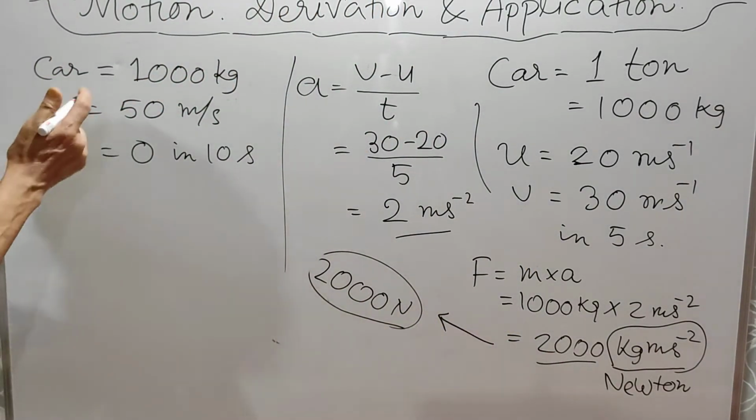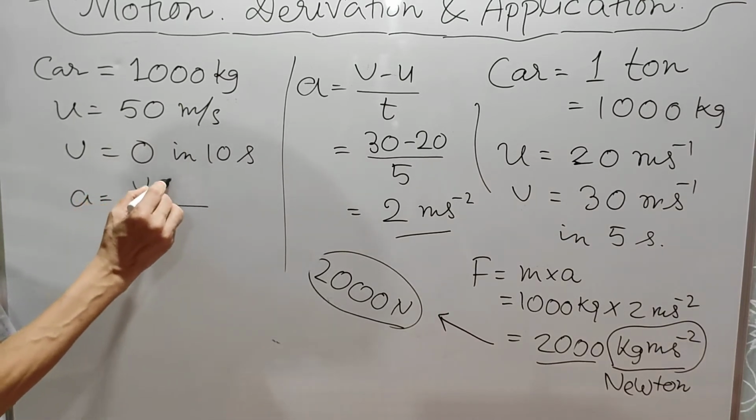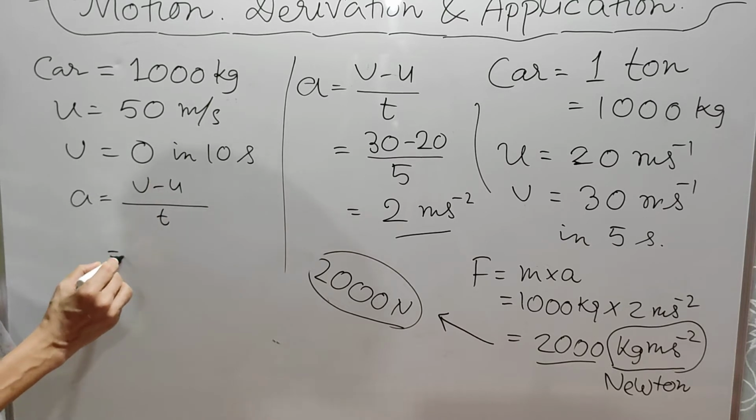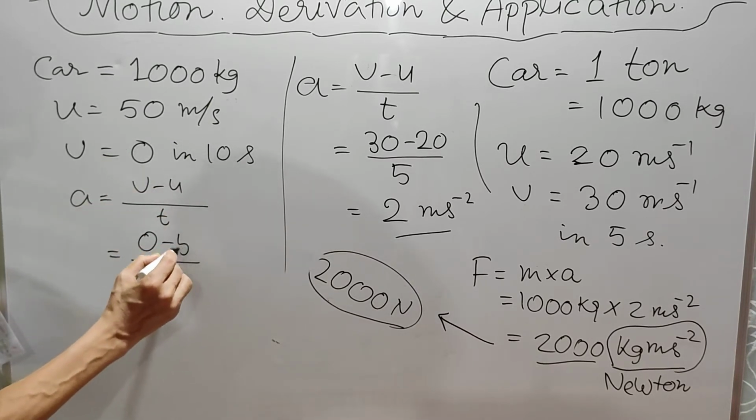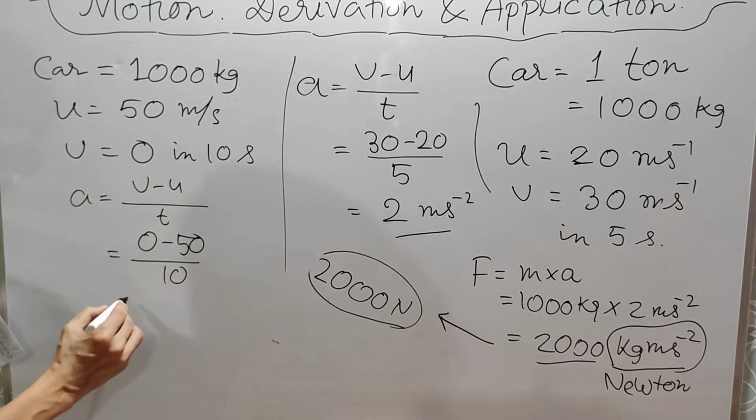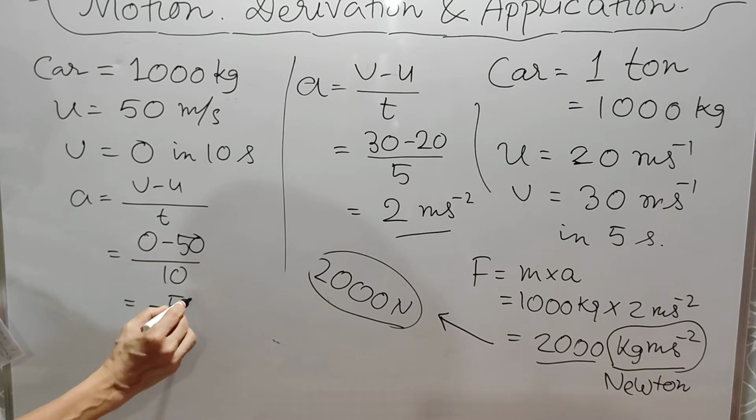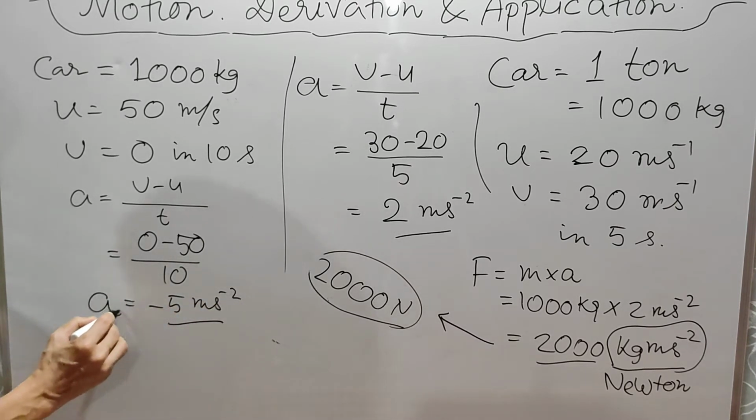Okay, so first of all, let us find out a. A equal to v minus u by t. That means a equal to 0 minus 50 by 10. So what do you get? Minus 5 meter per second square. So this is the value of a.